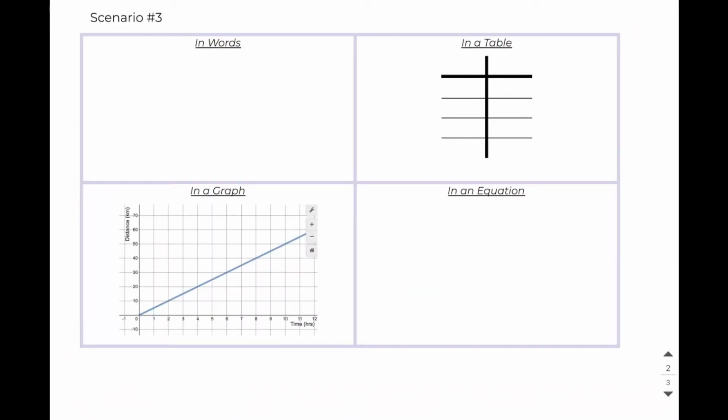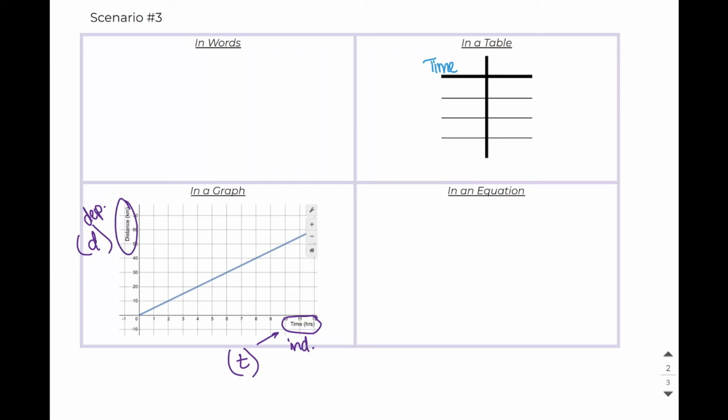All right, so let's take a look at scenario 3. This time we're given our information in a graph right here. So we know that the time right here is the independent variable and that the distance in kilometers is the dependent variable. And so here we'll call this T and we'll call this right here D, okay? And let's go ahead and fill in that information in our table. By the way, you can do all of this work in any order you want. It's totally up to you, okay? Whatever you feel most comfortable with.